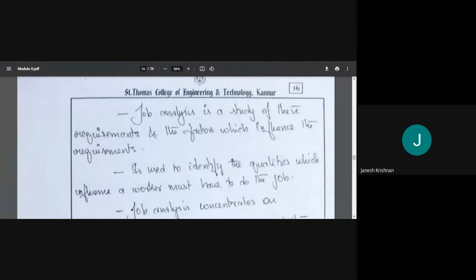Okay. So with that, what can be done? We can see that this job requires a person who knows Hindi. Because our workers are from North India, we need a person who knows Hindi. So it gives us a means to identify the qualities which a worker must have to do the job. So a site engineer should know Hindi. So that becomes one of our qualities for our work.